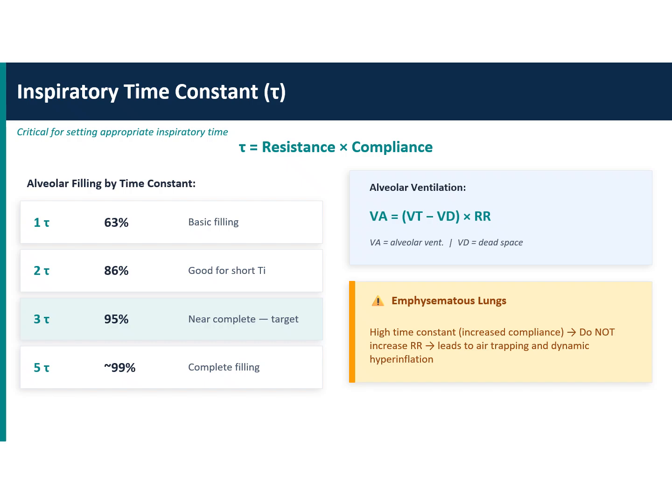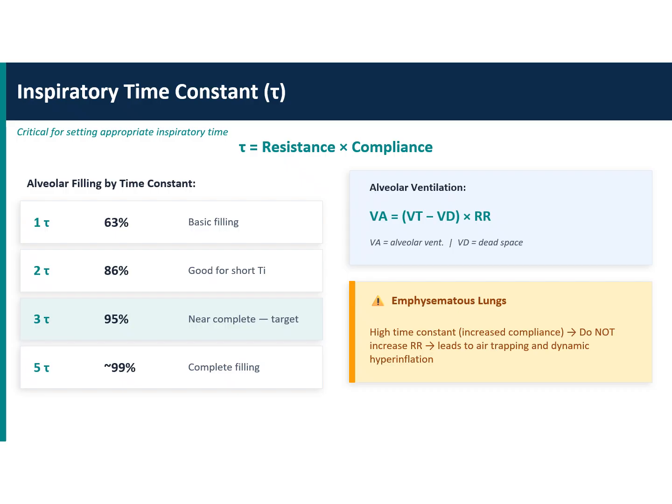Now understand this concept of inspiratory time constant. Inspiratory time constant is nothing but the time required for the lung to get filled. In one inspiratory time constant, 63% of the lung will be filled. Two inspiratory time constants, 86%. Three inspiratory time constants, 95%. So our inspiratory time should be at least three inspiratory time constants. And the inspiratory time constant comes from multiplying resistance and compliance.